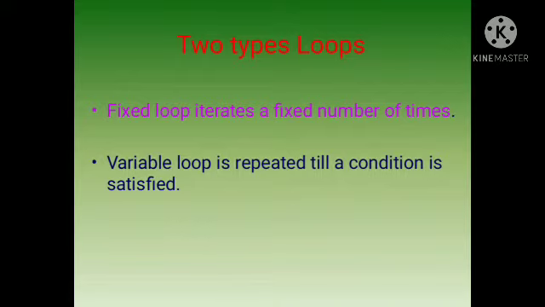There are 2 types of loops. First one is fixed loop, that iterates a fixed number of times. It means it gets repeated a fixed number of times, and the variable loop is repeated till the condition is satisfied. It means that as per the condition, the variable loop will get executed.